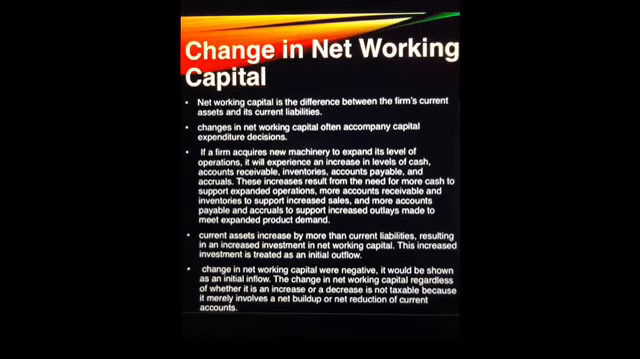Okay, now moving on to change in net working capital. Net working capital is the difference between the firm's current assets and its current liabilities. Changes in net working capital often accompany capital expenditure decisions.